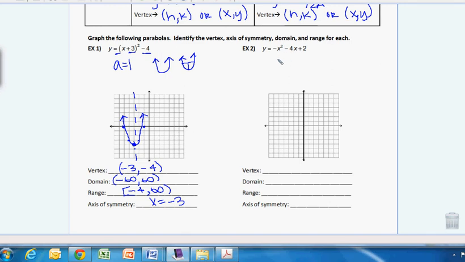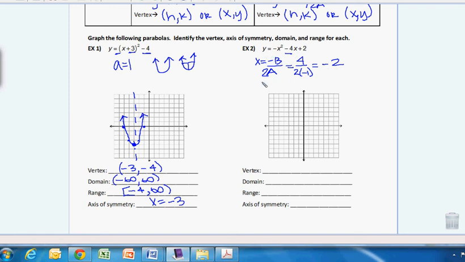Okay. For example 2, you can either complete the square or you could do the opposite of b over 2a, whichever you like. I'm going to just use x equals the opposite of b over 2a. Okay, so because I have my standard form here, the opposite of my b value is a +4, and then 2 times my a value is a -2. So then I know that this is going to be 4 divided by -2, which is -2. So that's my x.